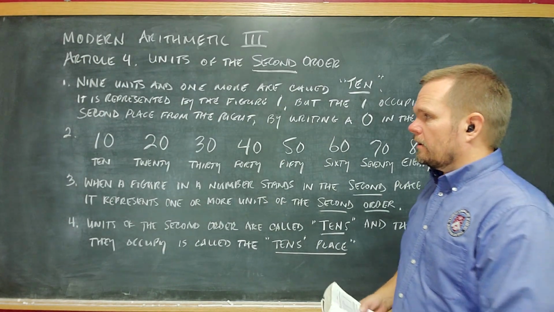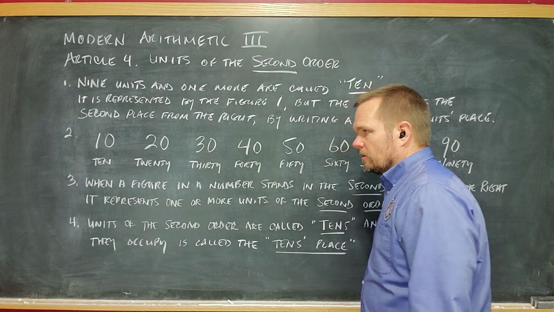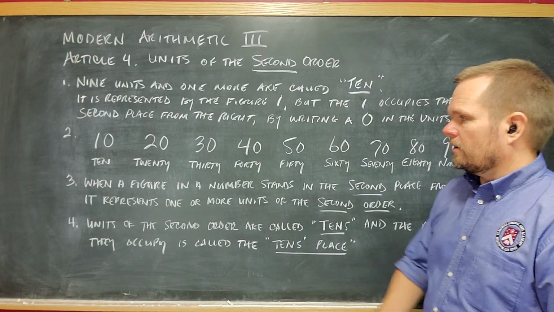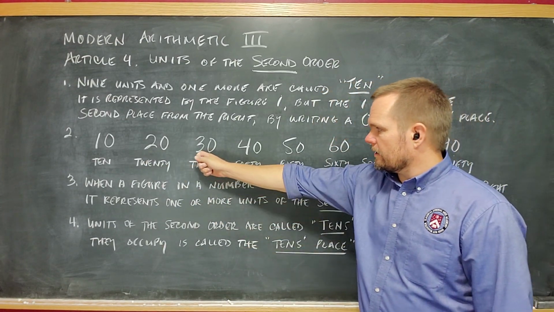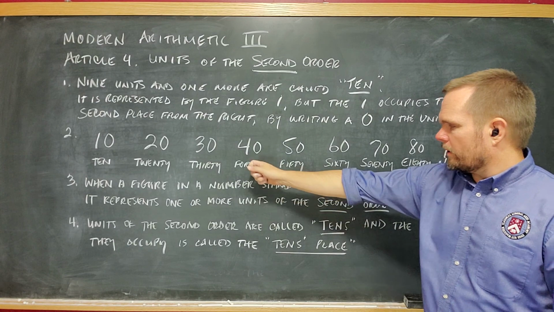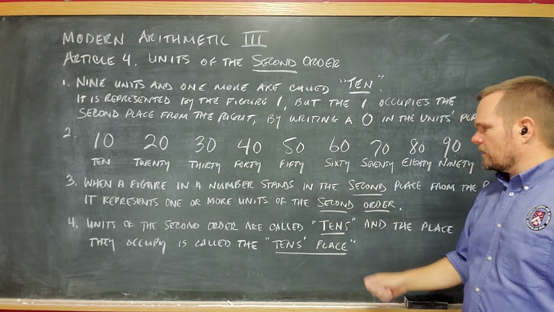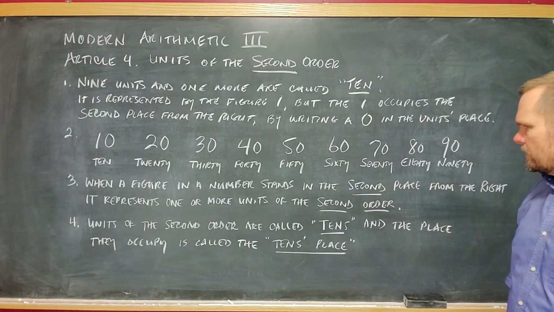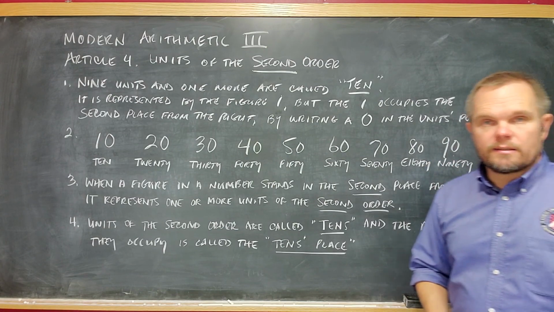All right? The number 10 has a 1 in the tens place and a 0 in the units place. 20 has a 2 in the tens place. 30 has 3 tens. 40 has 4 tens. 50 has 5 tens. 60 has 6 tens. 70 has 7 tens. 80 has 8 tens, and 90 has 9 tens.